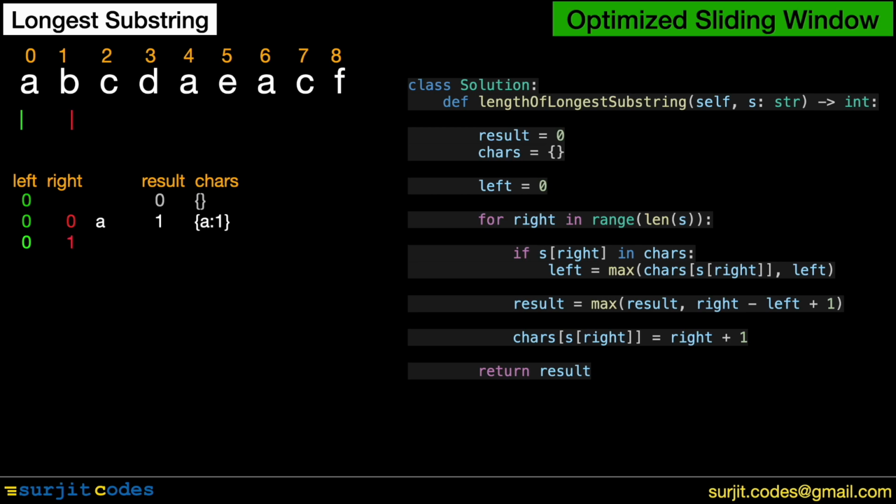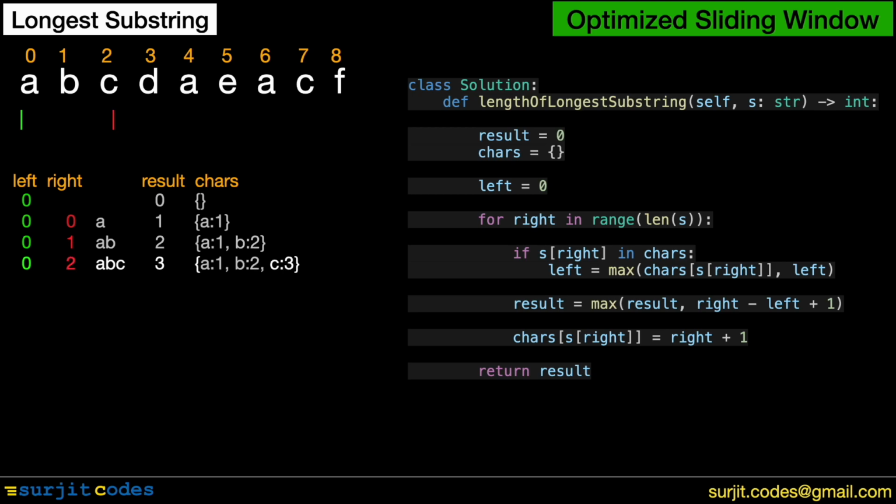Next value of right is 1. The character at the position is B. As B is not present in the dictionary, the if statement is skipped. Substring is AB and its length is 2, so result becomes 2. And B is stored in the dictionary with the value 2, which is the position next to B.